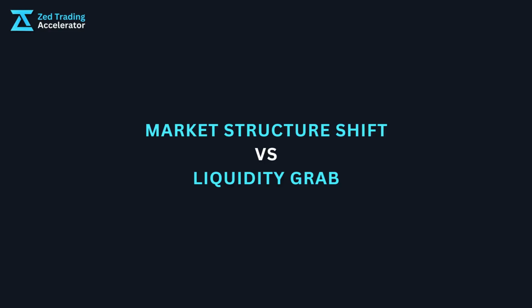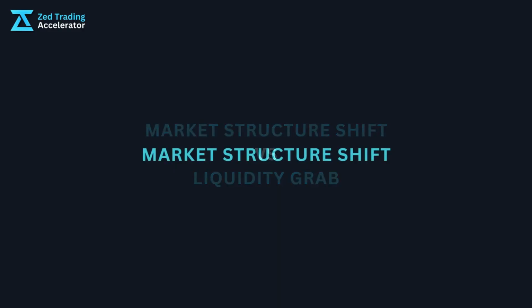So in this video, I will explain to you in detail what the difference is between them, right? Because market structure shift is a sign of reversal or continuation, while a liquidity grab is just a manipulation. It's a fake move, right? The market will not go in that direction. So first, I will tackle more about market structure shift so that you will know the difference between the two.